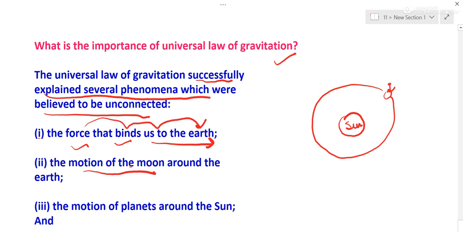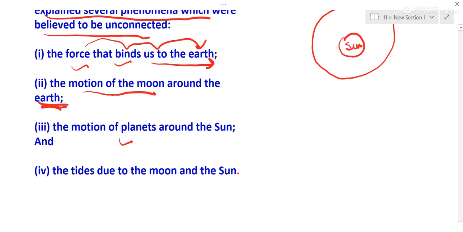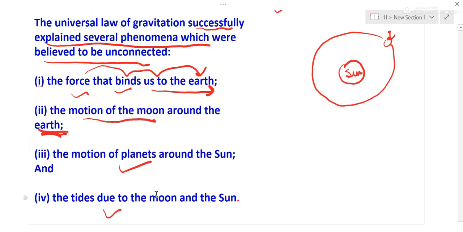The motion of moon around earth. Why is moon moving around earth? That is explained with the help of universal law of gravitation. And motion of planets around sun. And tides, high tide and low tide, that are formed due to sun and moon. So it could explain all these successfully. So these are all the importance of gravitational law.